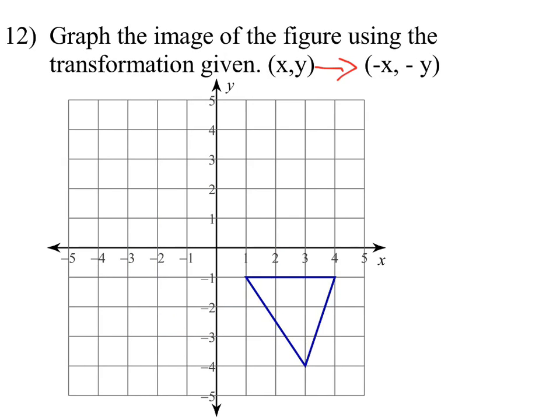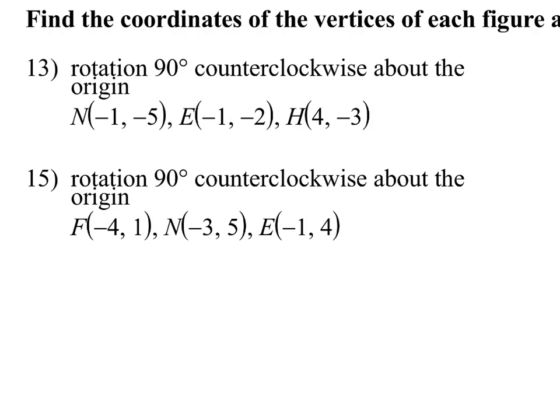And finally 12 on this section. Change the sign on both of them. So if you have (1, -1), it's going to be (-1, 1). And if you have the point (4, -1), it's going to be (-4, 1). And if you have the coordinates of (3, -4), you get (-3, 4) for your coordinates. Connect that up, and you're good to go. And we got this last section here. Find the coordinates of the vertices, given the rotation.